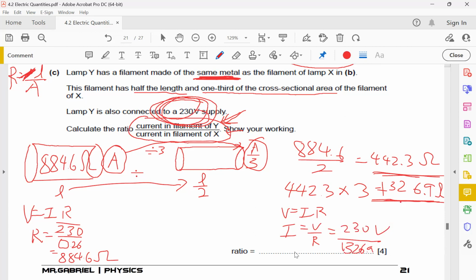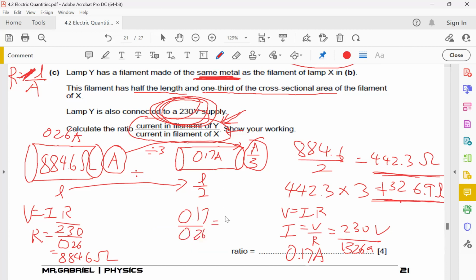0.17 amperes. Right. So this guy here gets 0.17 amperes and this guy here gets 0.26 amperes. Then it's just a ratio already, all right. If you want to do the ratio, it'll be like 0.17 divided by 0.26. 0.17 divided by 0.26, you'll get a very weird number.